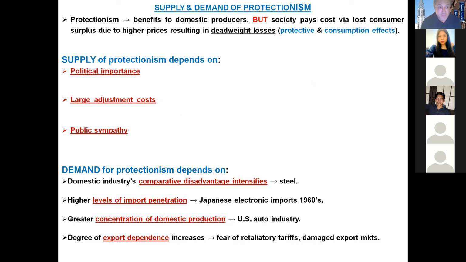So when we talk about the demand for protectionism, it depends upon a couple of things. Well, it depends upon the comparative disadvantage that an industry happens to have. If it worsens, they're going to demand more protection. So we talk about the steel industry here in the United States in the 1980s. Their demand also depends upon the level of penetration. So you see the level to which Japan was able to infiltrate the U.S. electronics market, dominating the U.S. electronics market starting in the 1960s.